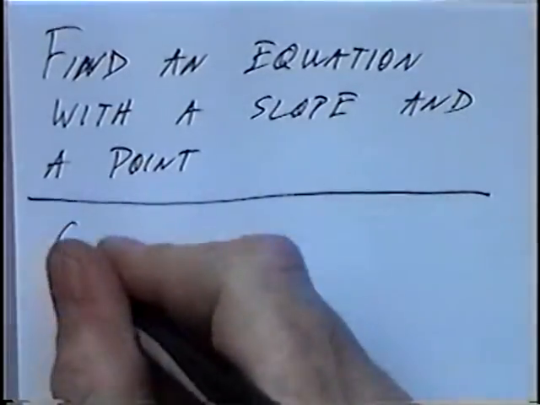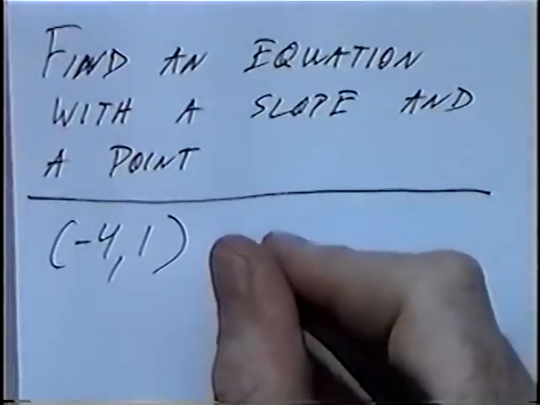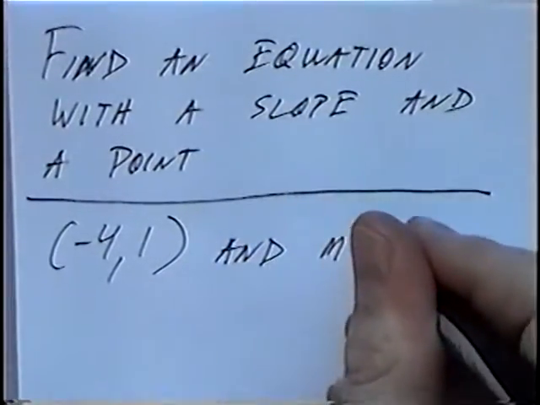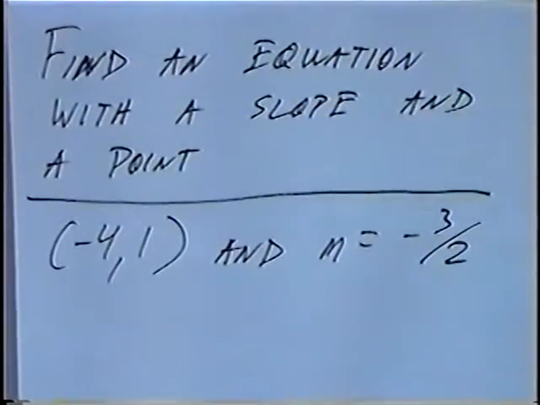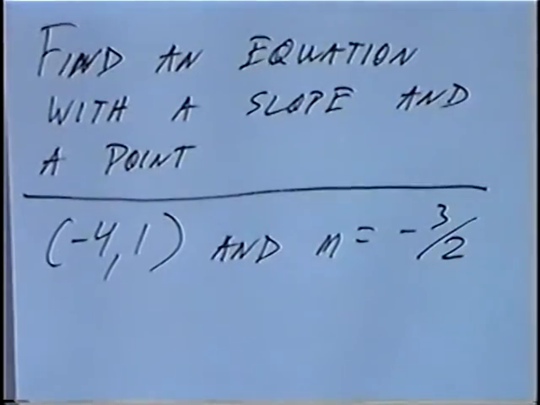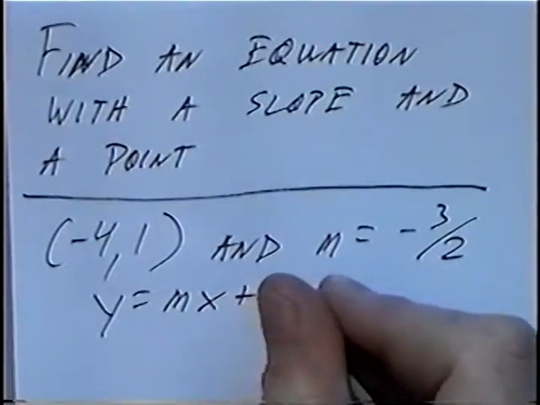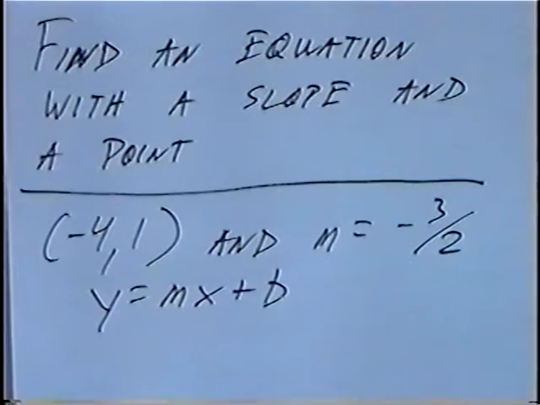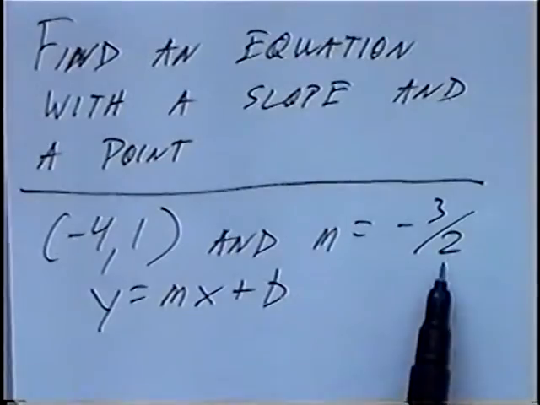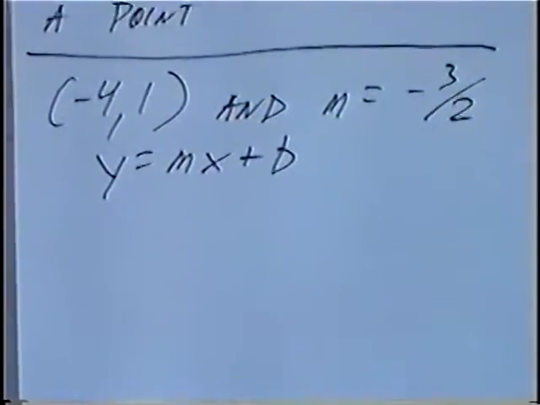First problem, the point is -4, 1, and the slope m is equal to -3/2. If you remember graphing lines or equations of lines, the form is y equals mx plus b. Using the given information, we have a x and y point we can plug in for x and y. We have a slope m we can plug in for m, and we can find the missing value for b.